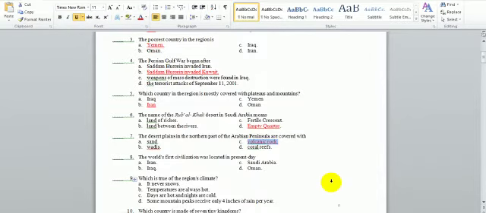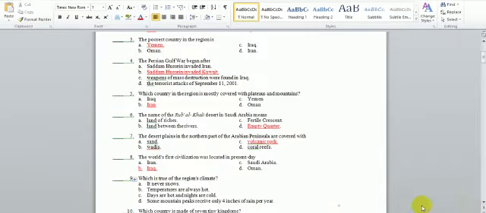Number 8, the world's first civilization was located in present day Iran, Iraq, Saudi Arabia, or Oman. It is in Iraq. So the first civilization ever was in Iraq.